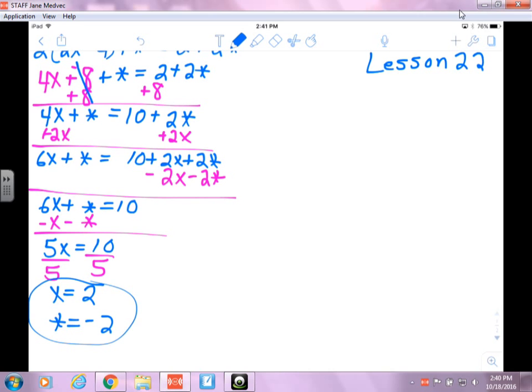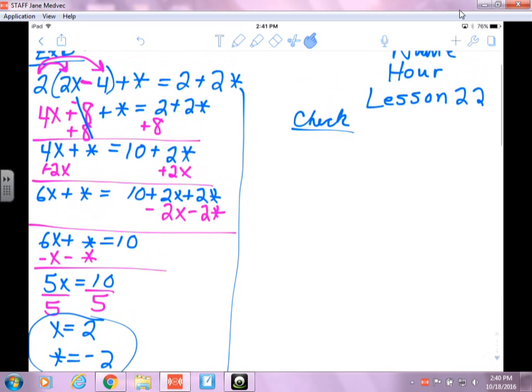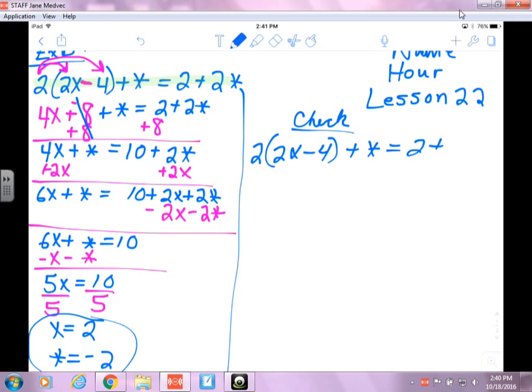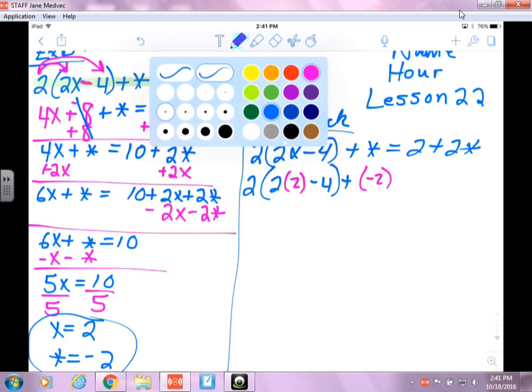Do I have to do star? Why do I have to do star? Because I have star in the problem. Yep, excellent. Okay, now, when you do your check, make sure that your checks look like the original problem. I have a couple of kids not doing that. You're changing the equation and checking it in the wrong equation. We're going to use the original equation, that one right there. 2(2x minus 4) plus star equals 2 plus 2 star. Okay, and I'm going to take out my x and put in a 2. Notice how this is starting to get layered, starting to get more complicated. That's real easy to make a mistake if you can't read your handwriting.